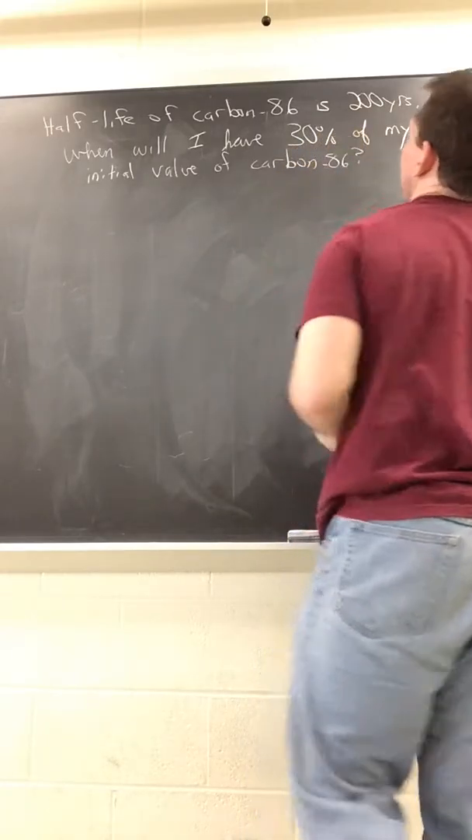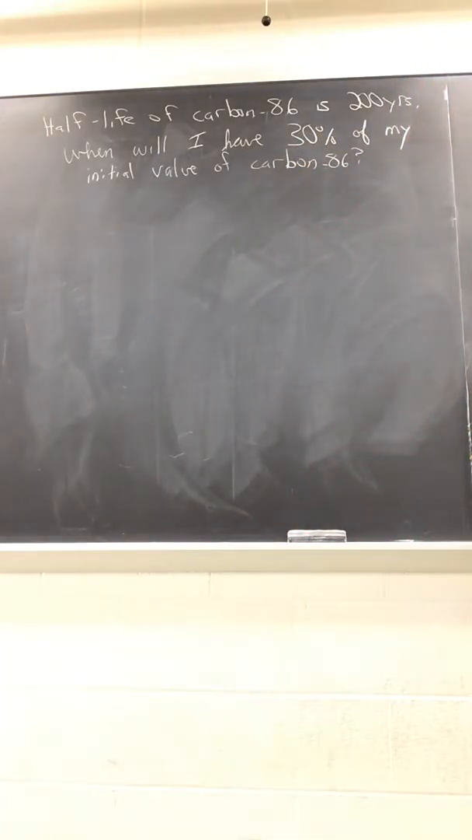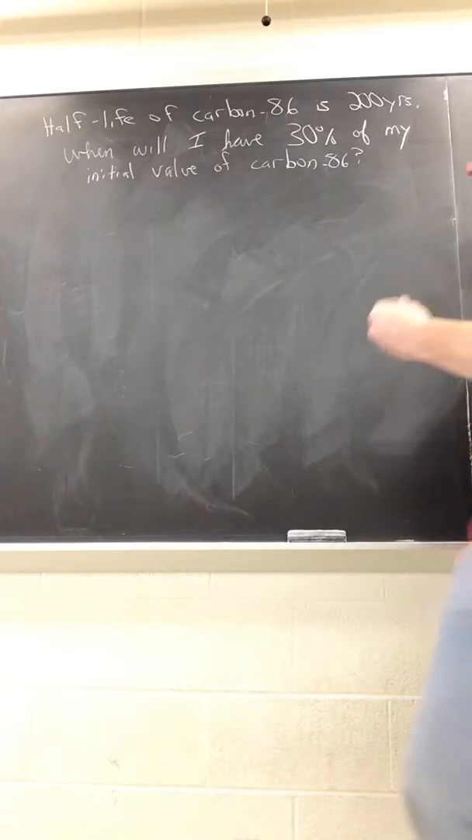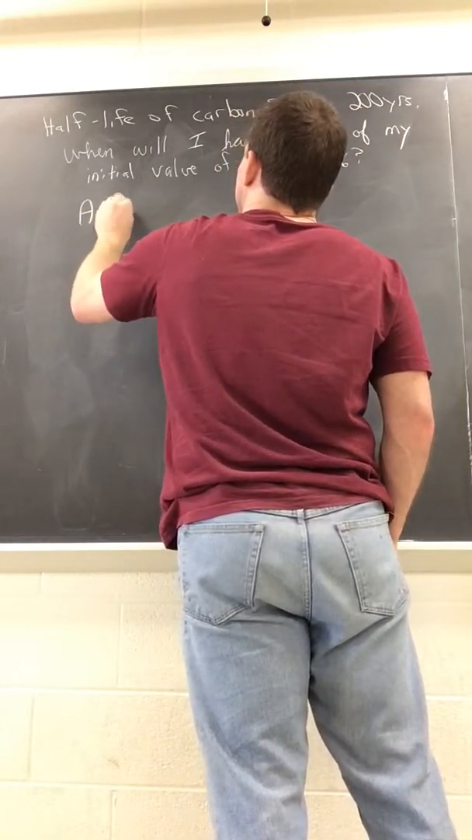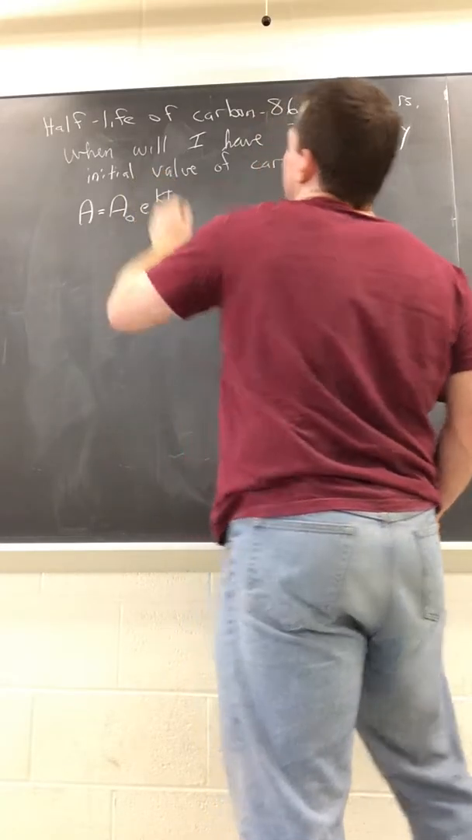Carbon-86. The half-life of carbon-86 is 200 years. When will I have 30% of my initial value of carbon-86? It's exponential decay, so I have my standard problem: A equals A initial e to the kt.